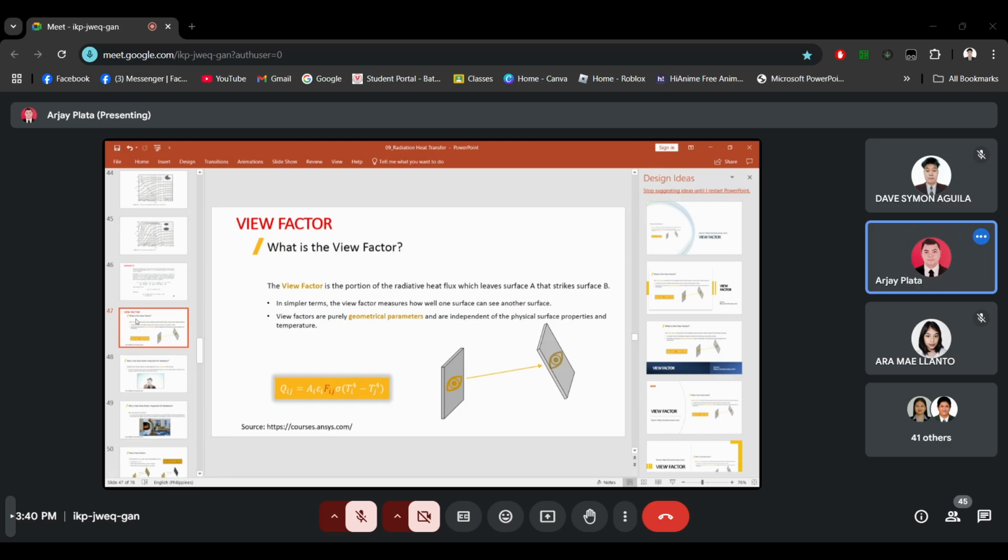Let's add these two equations here. As you can see, the negative B and positive B will be cancelled out. So what remains is negative 2A plus A. In simpler terms, the view factor measures how well one surface can see the other surface. They are purely geometrical parameters.